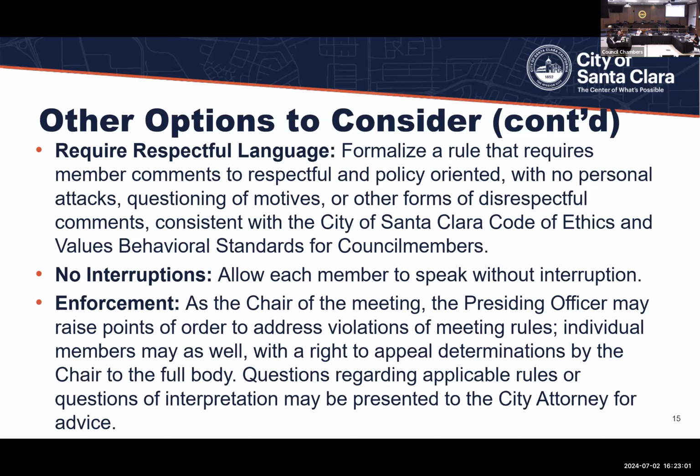Concept of no interruptions, allow each member to speak without being interrupted, could also be something that you could formalize. And then in terms of enforcement, the typical standard is the chair of the meeting as the presiding officer could raise points themselves to address violation of meeting rules. Individual members may as well also raise points of order in the process. Ultimately, and Rosenberg contemplates this, a right of someone to call for a point of order and to appeal preliminary determinations by the presiding officer with respect to one of these matters. And if an appeal is made and that is seconded, then a majority of you will then vote on whether or not a determination made by the presiding officer, in fact, will rule the day in how you might proceed on a particular matter.